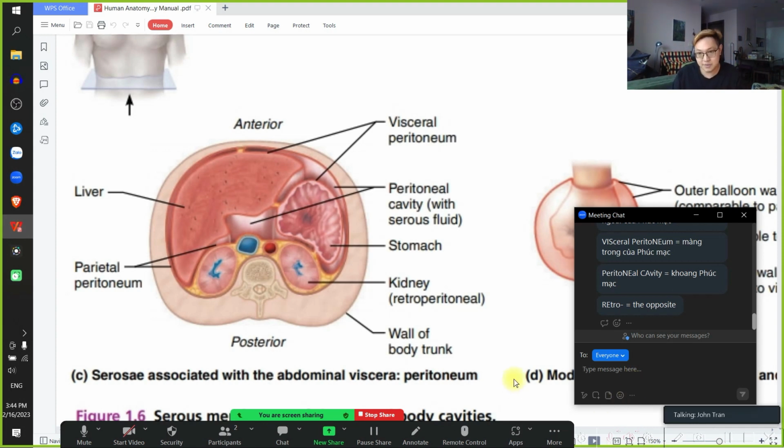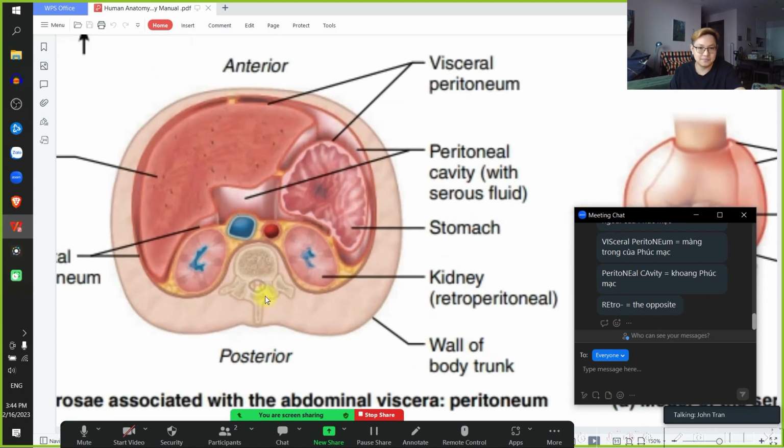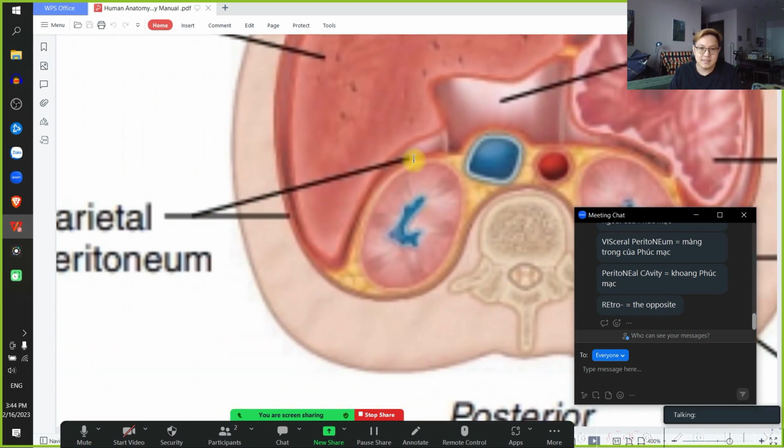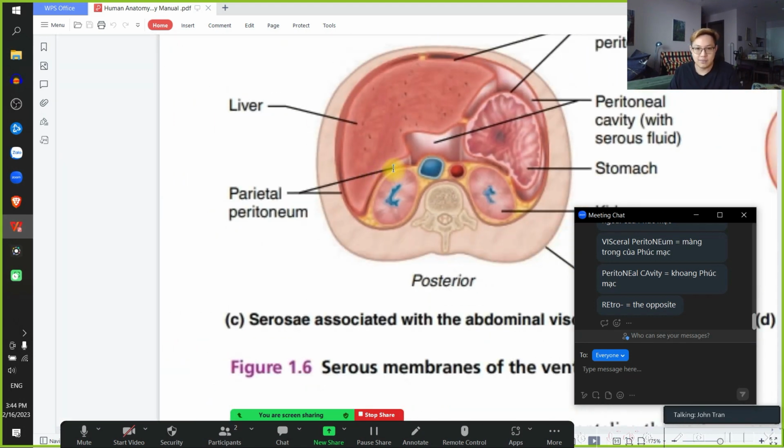Why is it retroperitoneal? Because look at this one. This layer you can see already is parietal, okay? So basically, technically, the kidney is outside of the abdomen. However, there's still a layer surrounding the kidney, but it's outside of the parietal peritoneum.